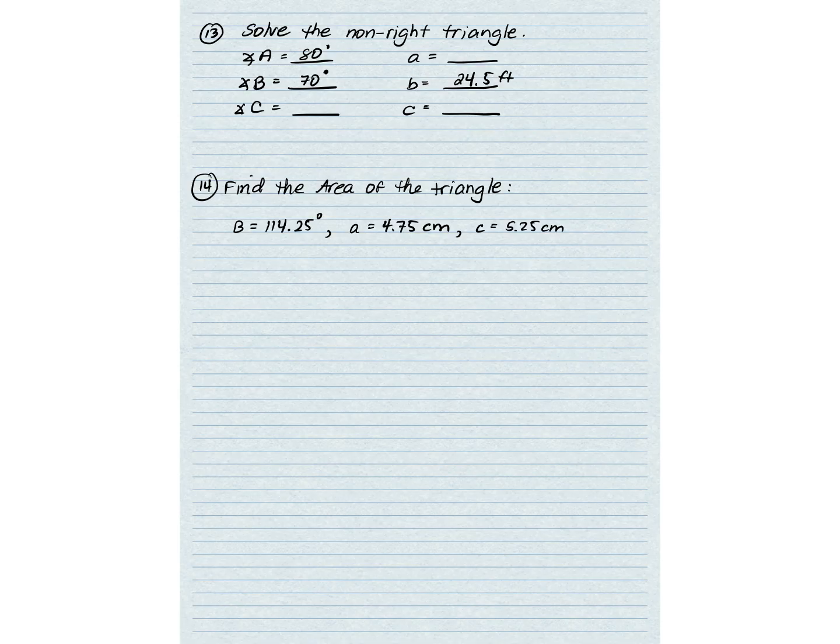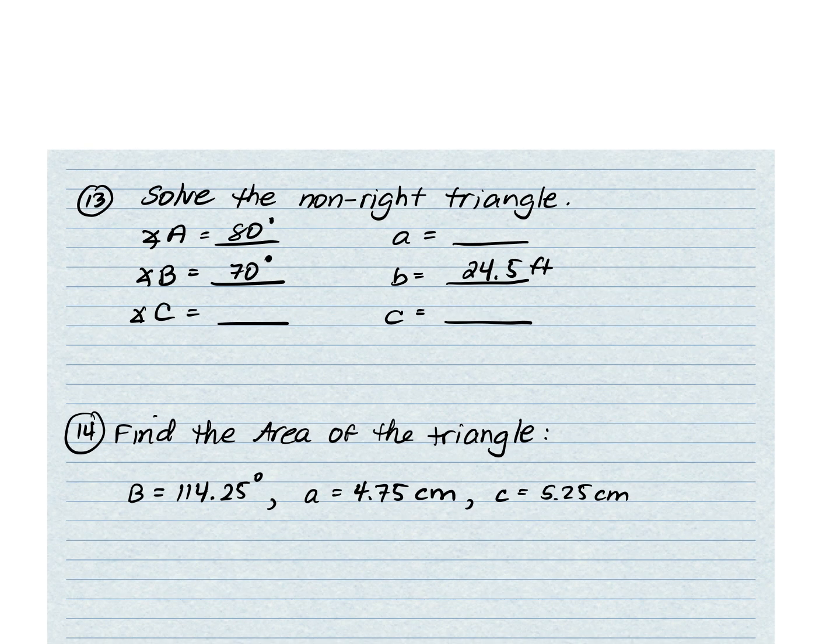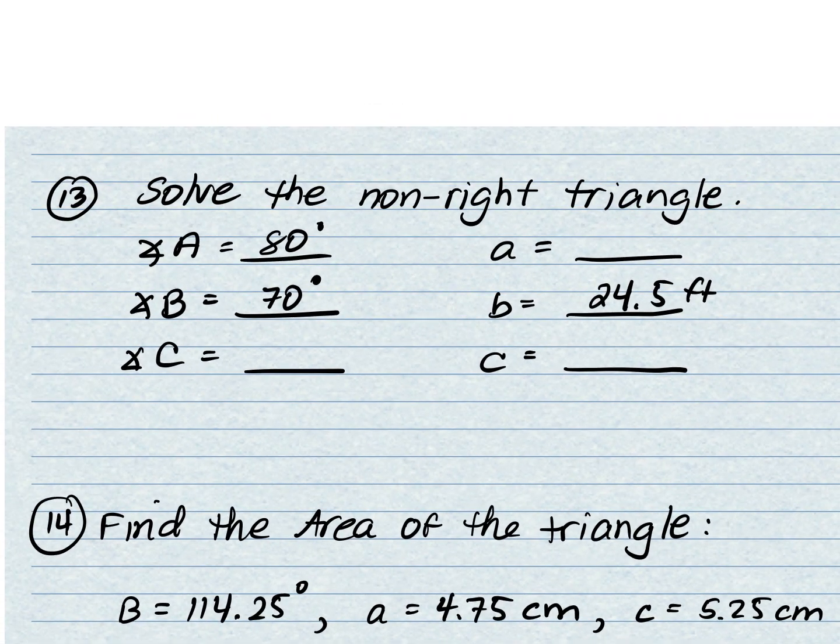All right, so there's two left. Again, we're given two angles. We need to find the third. 80 plus 70 is going to get you 150. So we can do 180 minus 150 to get our missing angle, so 30 degrees. And once again, we have a pair. I have an angle B and a side B.